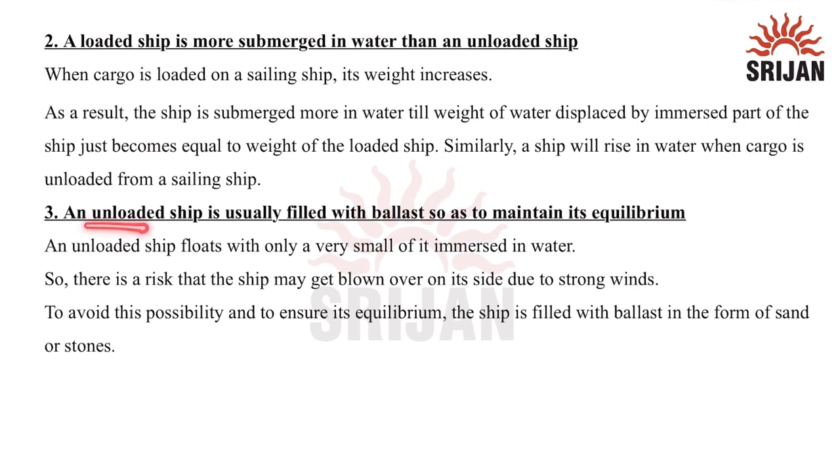Third, an unloaded ship is usually filled with ballast so as to maintain its equilibrium. An unloaded ship floats with only a very small part of it immersed in water. So there is a risk that the ship may get blown over on one of its sides due to strong winds. To avoid this possibility and to ensure equilibrium, the ship is filled with ballast in the form of sand or stone.